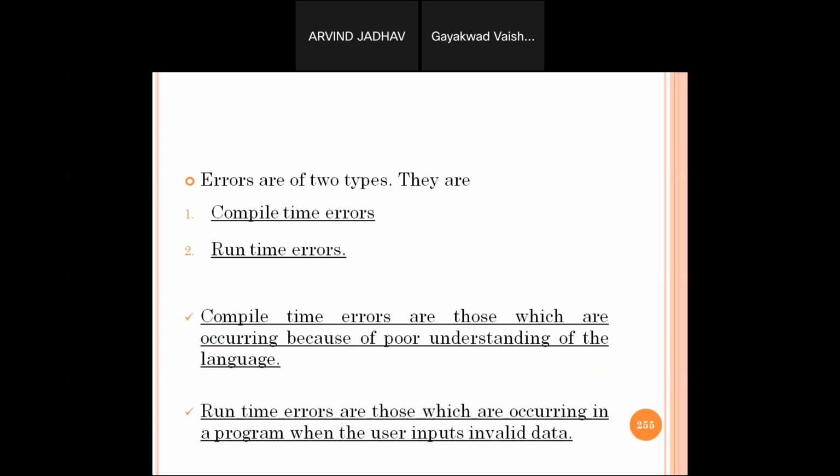Okay. Similarly, if a developer wants to display the message hello world, we need to use a method called system.out.println. If instead of that, the developer uses system.out.print something, then he will get the error. That means poor knowledge of the programming language.